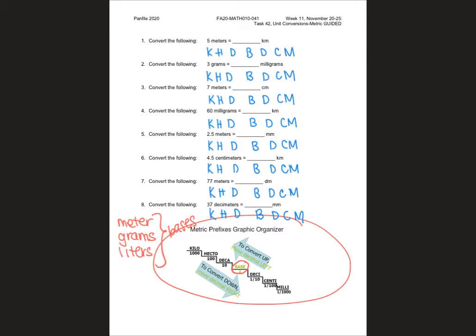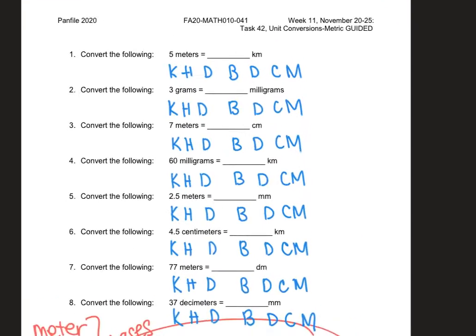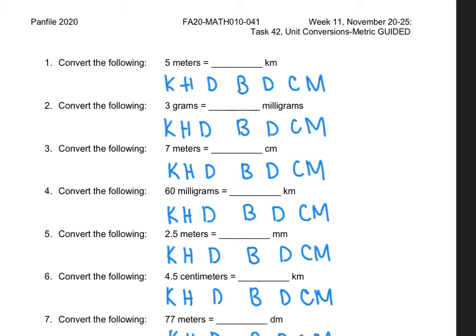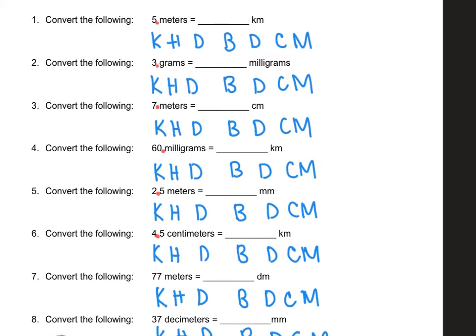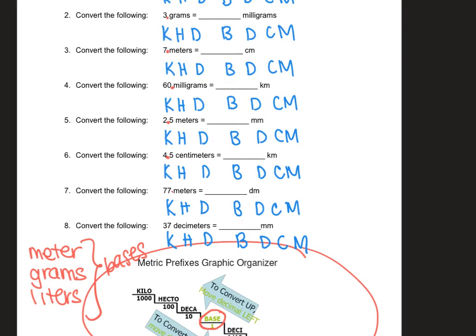So now that I've done that, the next thing I'm going to do is go through and find the decimal in each one of these. So remember, if you don't see a decimal, it's at the end, like 5 dot, 3 dot, 7 dot, 60 dot, 2.5 there, I'm just making it darker, 4.5 there, and I'm making it darker, 77, it's at the end, and 37, it's also at the end. Okay. So why do I do this?